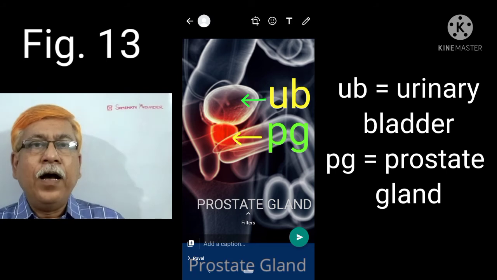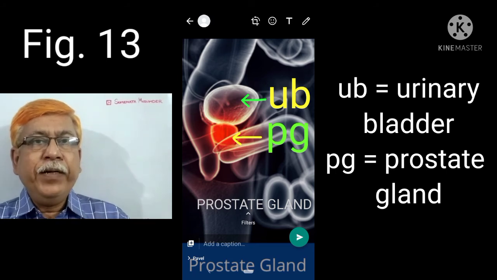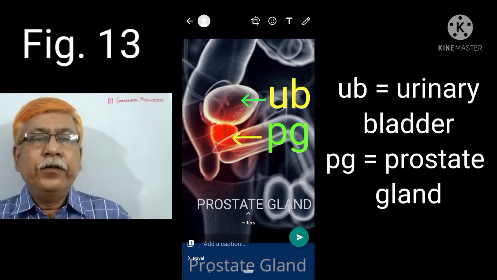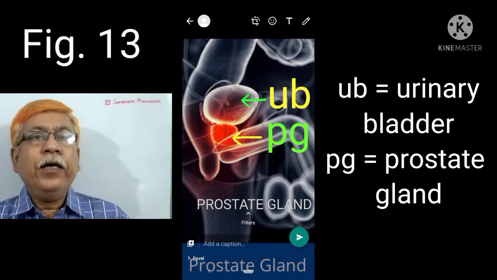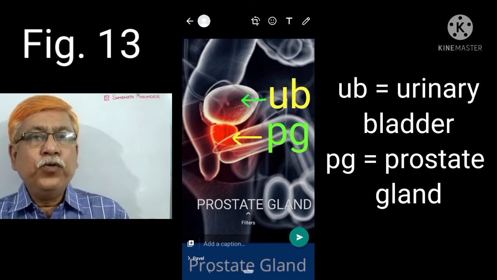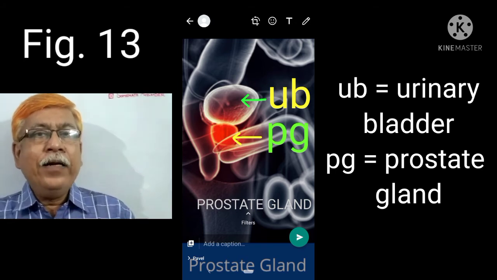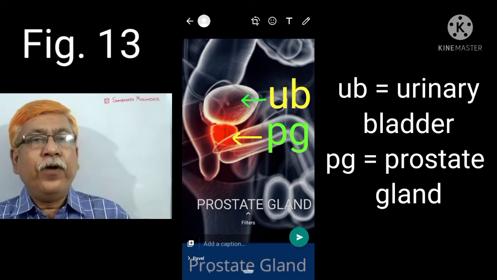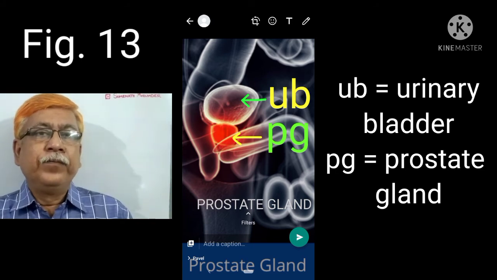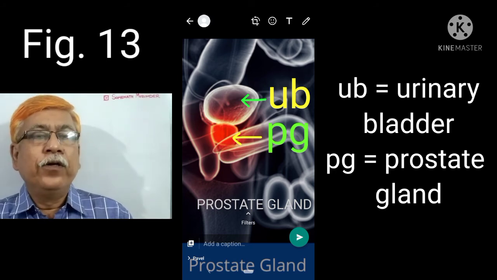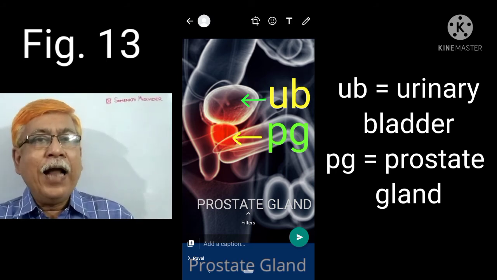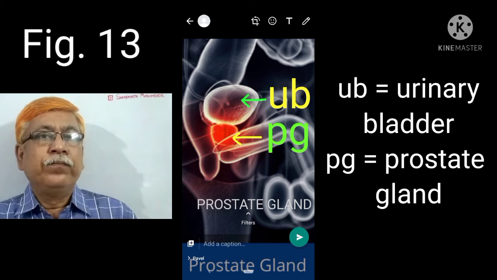The prostate is a walnut-shaped gland located between the urinary bladder and penis. The urethra passes through the prostate gland and receives ducts from the prostate gland. The prostate gland secretes a fluid which nourishes and protects sperms.